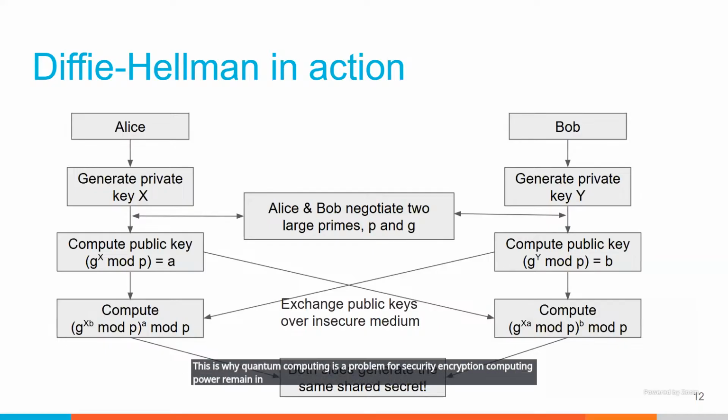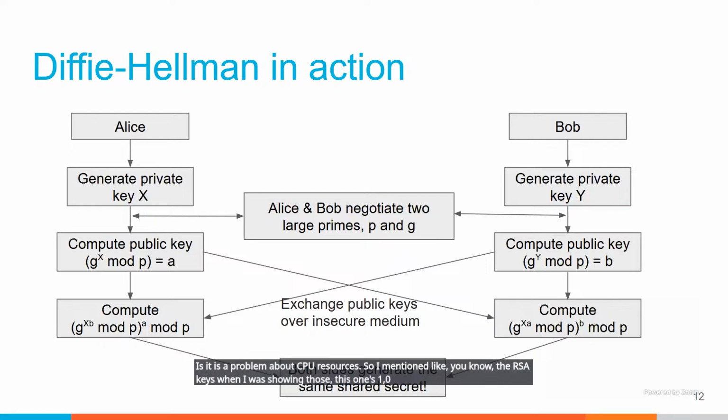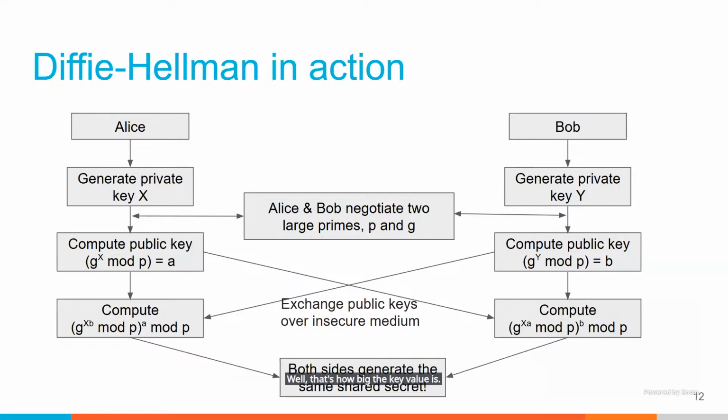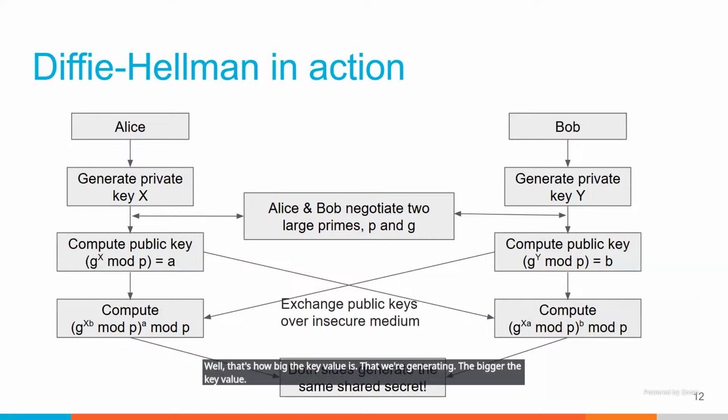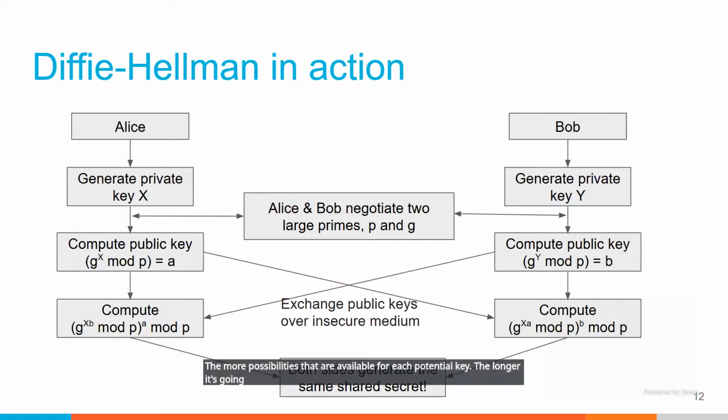It's not so much a problem of man in the middle as it is a problem about computing power and CPU resources, right? So I mentioned the RSA keys when I was showing those. This one's 1024-bit. This one's 2048-bit. What does that mean? Well, that's how big the key value is that we're generating. The bigger the key value, the more possibilities that are available for each potential key, the longer it's going to take you to guess all of those possibilities.